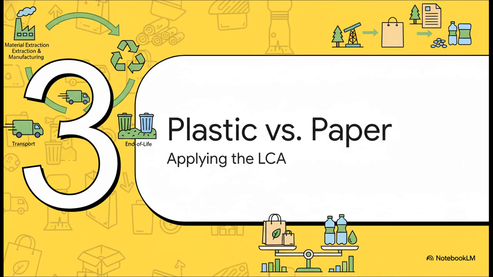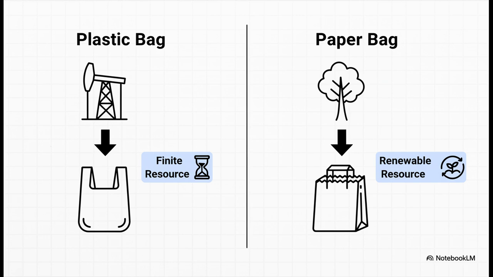Okay, theory time is over. Let's actually apply these 4 stages to our big question: plastic versus paper. This is exactly the kind of simple comparison you might be asked to think about in your exam. Right, Stage 1, raw materials. Plastic bags come from crude oil, which is a finite resource. Paper bags are from timber, and since we can plant more trees, that's a renewable resource. So, in round 1, it looks like paper has the clear advantage.